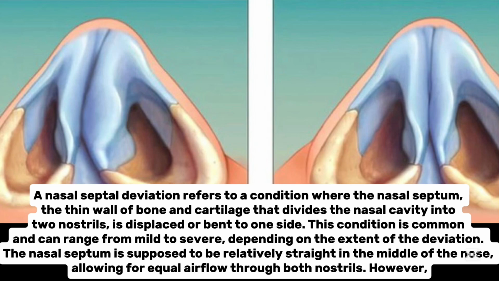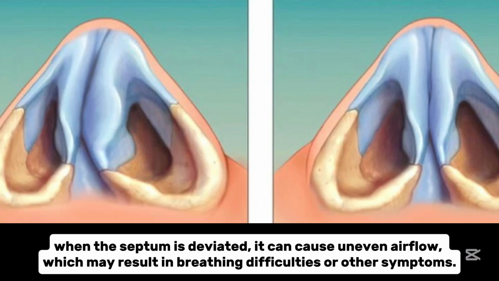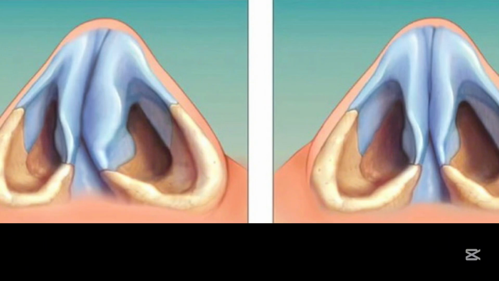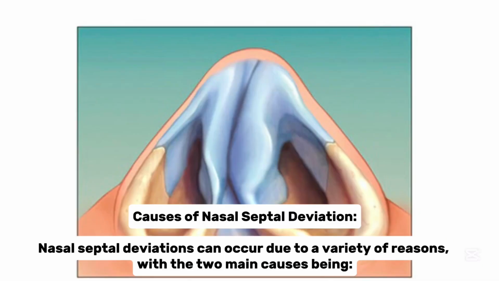The nasal septum is supposed to be relatively straight in the middle of the nose, allowing for equal airflow through both nostrils. However, when the septum is deviated, it can cause uneven airflow, which may result in breathing difficulties or other symptoms. Causes of nasal septal deviation.